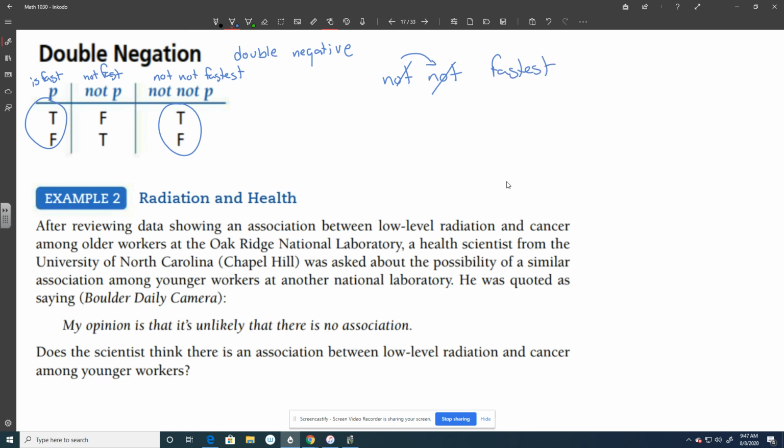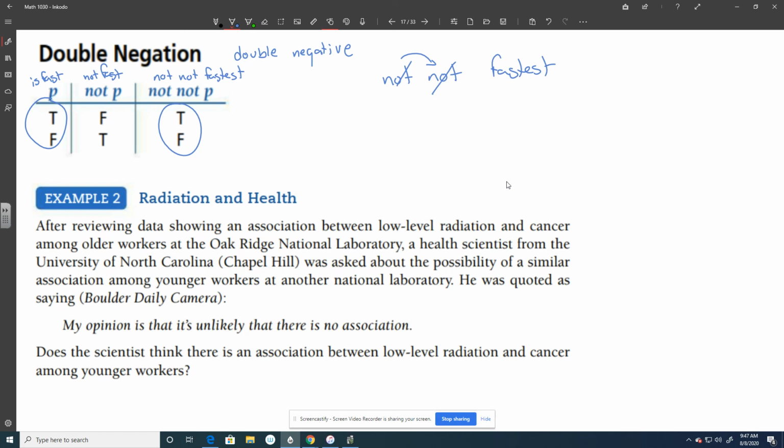Okay, so example 2 talks a little bit about a laboratory and a scientist who was asked about the possibility of an association among young workers at another lab getting cancer.